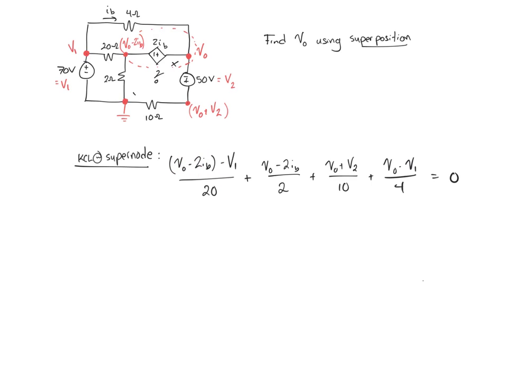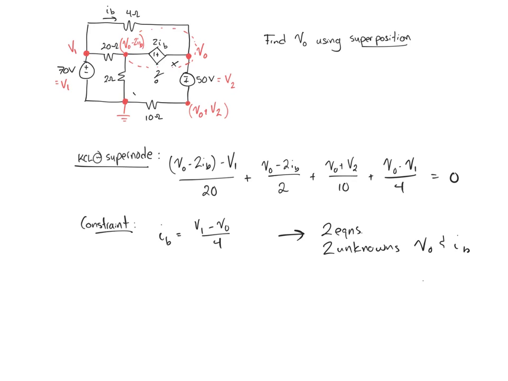We have an extra unknown, IB, due to the dependent source, so we need a constraint equation for dependent variable IB. Noting that IB is through the 4 ohm resistor from left to right, so that can be described in terms of the nodal voltages as voltage V1 minus V0 divided by 4. So this is our two equations with two unknowns, which are V0 and IB.